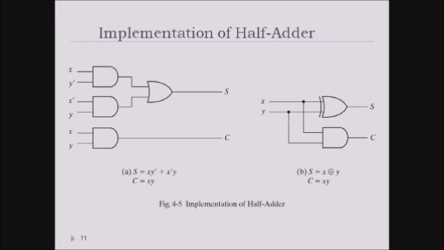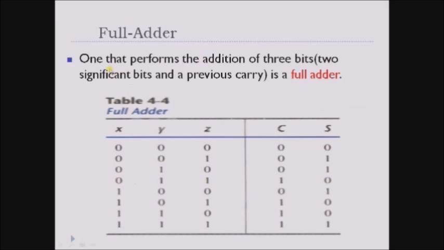Okay, now let us see what a full adder is. Why do we have to go for a full adder? If we want to perform addition between two 2-bit operands, or two operands which are holding more than 1 bit, then you have to go with a full adder. Now what is this full adder? One that performs the addition of 3 bits, 2 significant bits and a previous carry, is a full adder. So this full adder is mainly used for performing addition between 3 bits, where one of the bits is the previous carry and the remaining 2 bits are the operands.